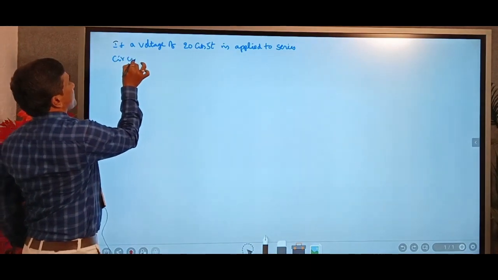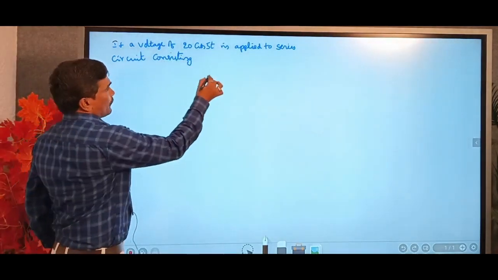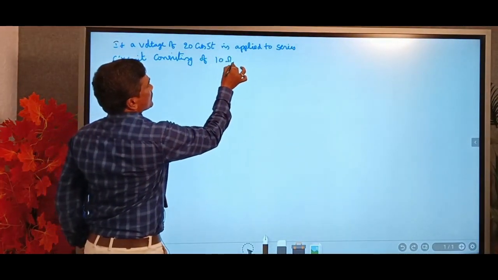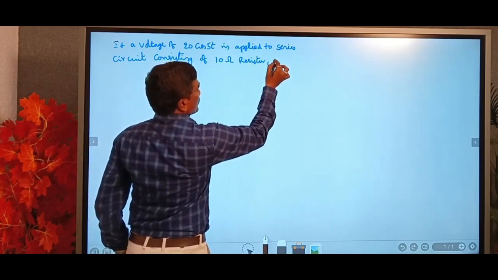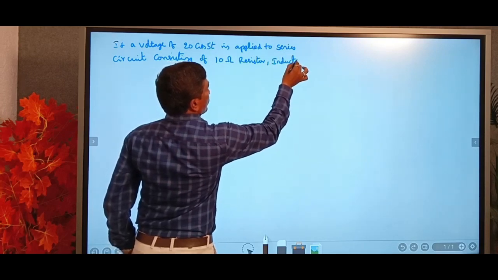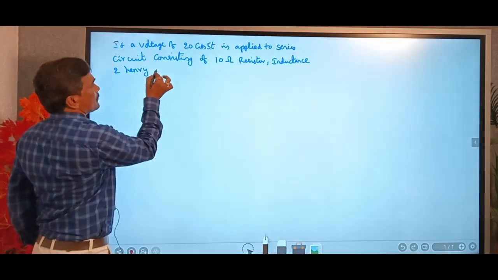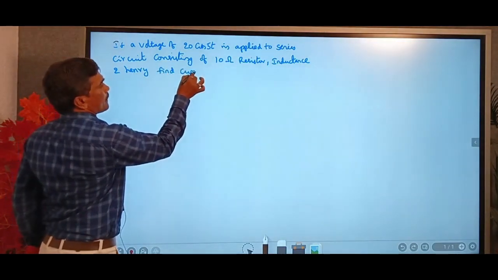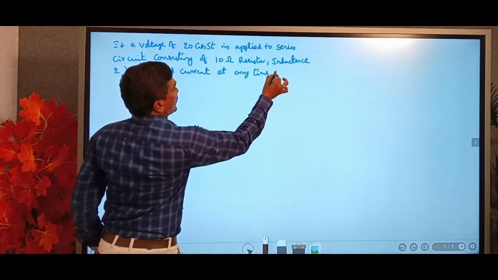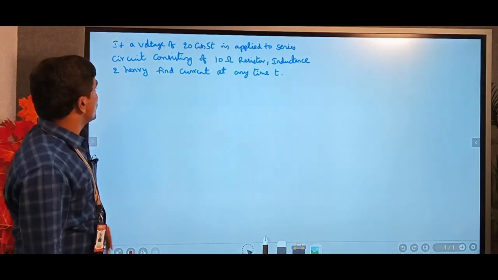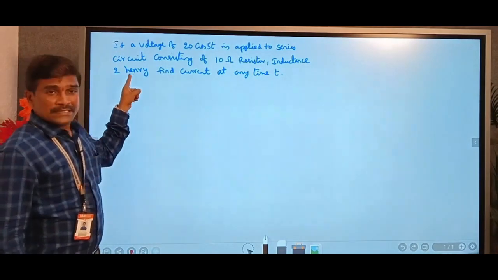consisting of a 10 ohm resistor and an inductance of 2 Henry, find the current at any time t. This is our problem. What is given here? Voltage is 20 cos 2t, resistance is 10 ohms, and inductance is 2 Henry.